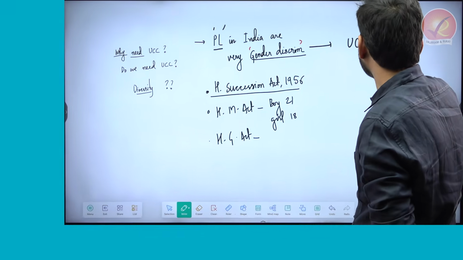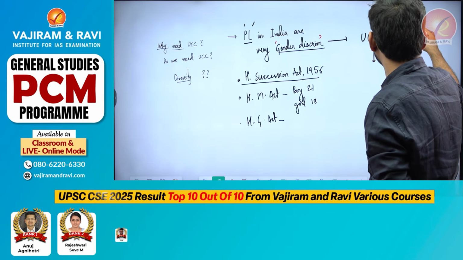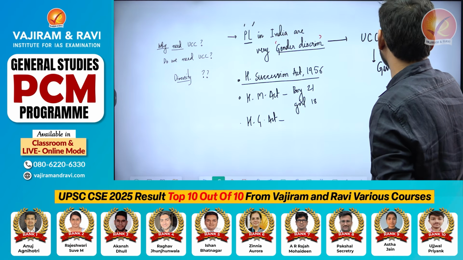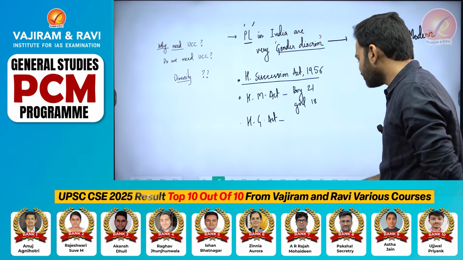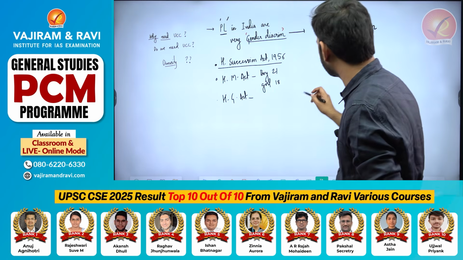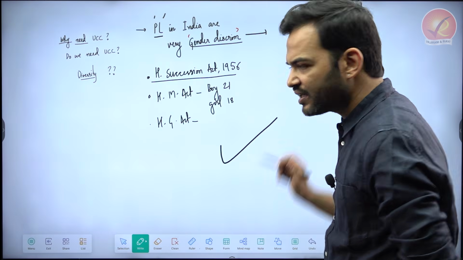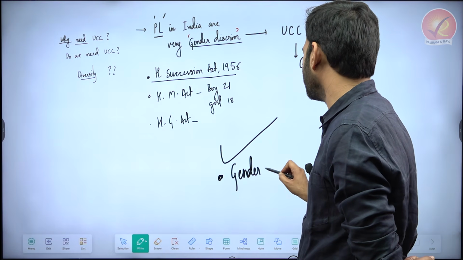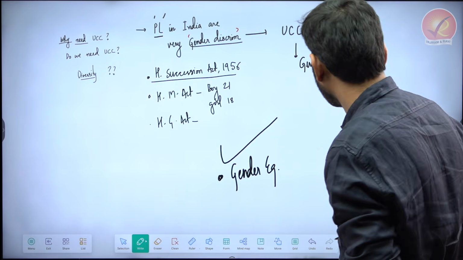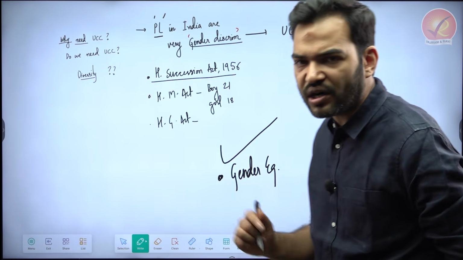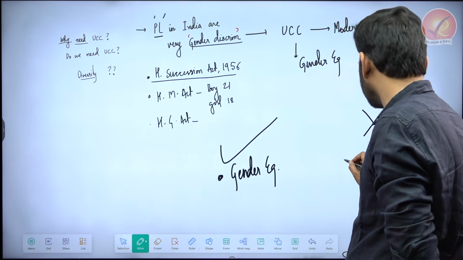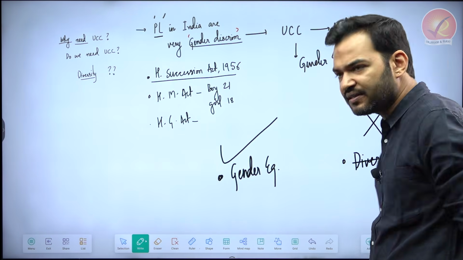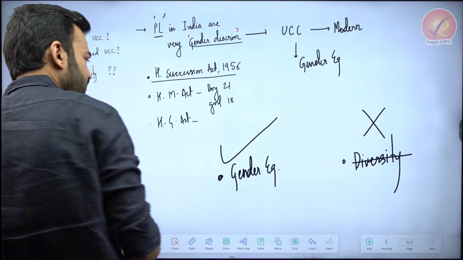Therefore, if we bring UCC, UCC will be a modern law, which will be based on the modern idea of gender equality. So, the strongest argument in favor of bringing UCC is, UCC will bring gender equality. But the strongest argument not in favor of bringing UCC is that bringing UCC will impact India's diversity. So, what should we do?